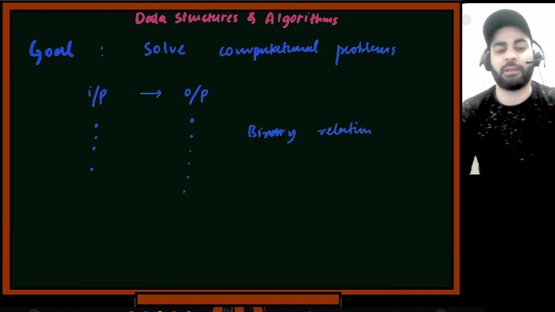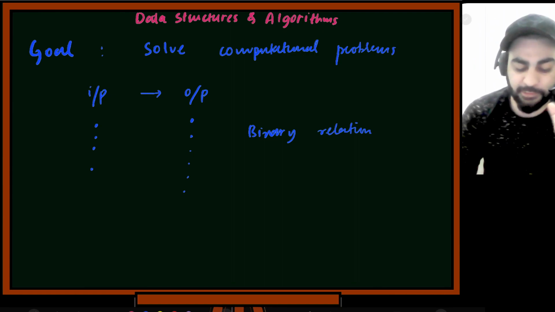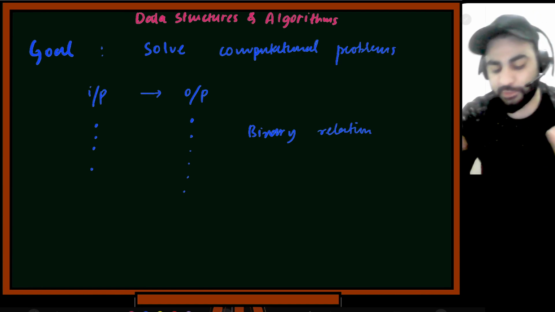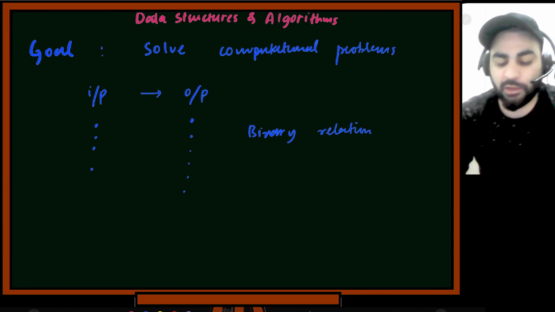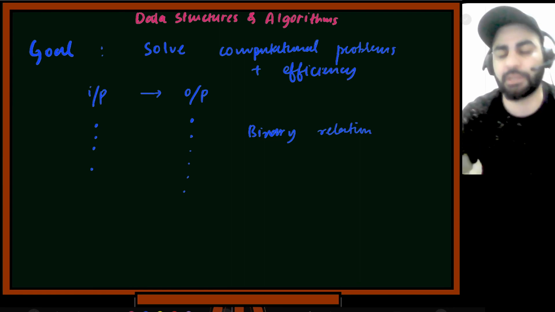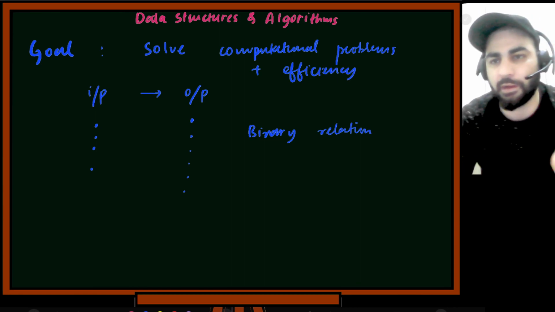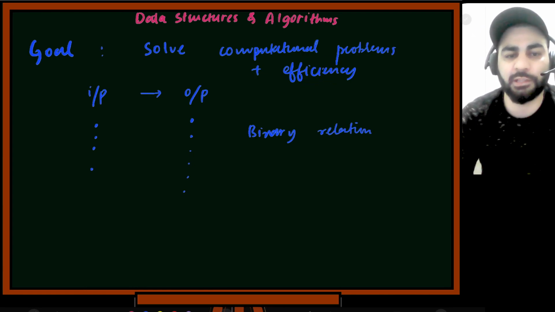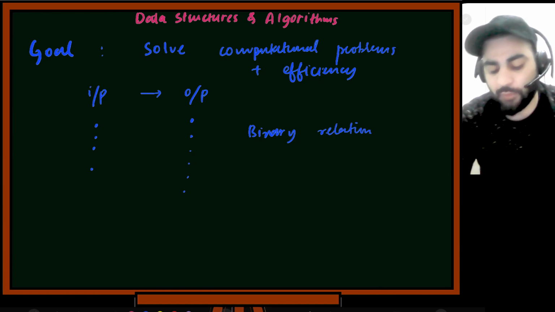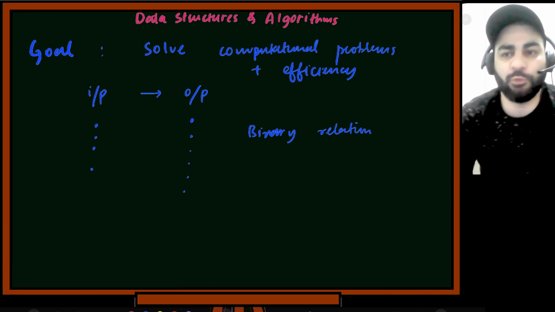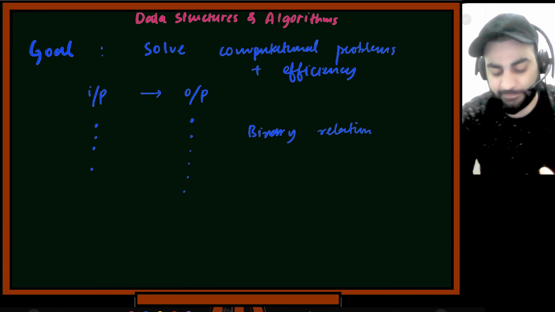Now for an algorithm, we'll have some set of inputs and it will give us a set of outputs. That's the whole point of this course: we'll be solving computational problems, and additionally, we'll be solving them with efficiency. If there is a problem, we'll find a solution and afterward try to make it efficient. We'll formalize what efficiency means, and then we can code these in our computer and do some testing.